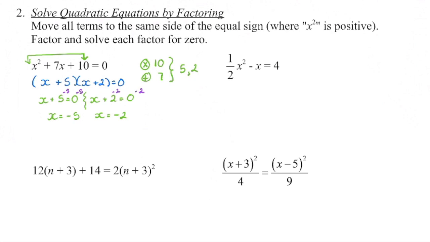You can now check this. If you put a negative 5 in here, negative 5 plus 5 is 0. If you put a negative 2 in here, negative 2 plus 2 is 0. And again, you can always put it back into the original equation to make sure you factored it correctly. So negative 5 squared is positive 25, minus 35 is going to be negative 10, plus 10 is 0, and you can also go ahead and verify that one.